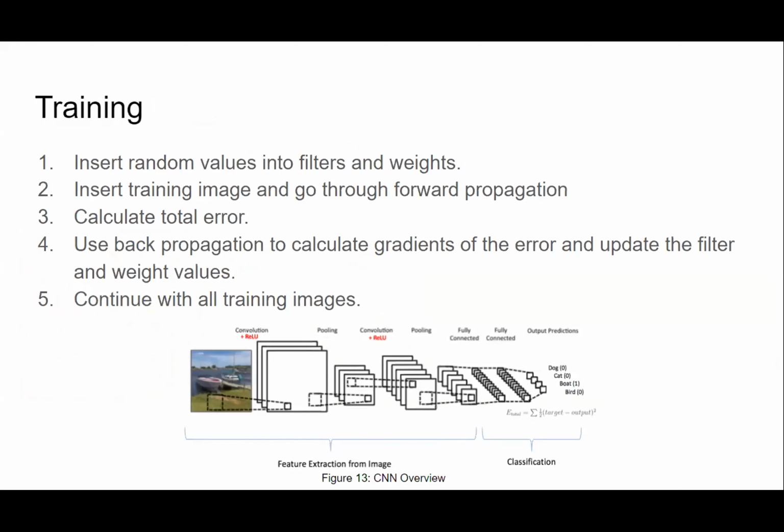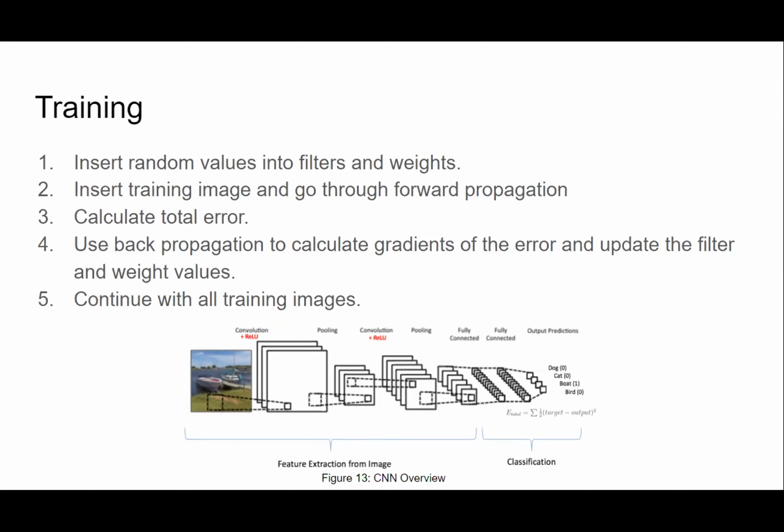Okay, so now that we know about the convolutional neural network, we can talk about how to train it. It's pretty similar to a normal neural network. First, you randomize the filters and the weights, and then you take a training image and feed it through, and see what the output is. Obviously, since the weights and the filters are random, it's going to be completely wrong.